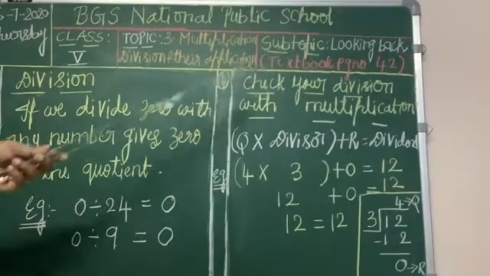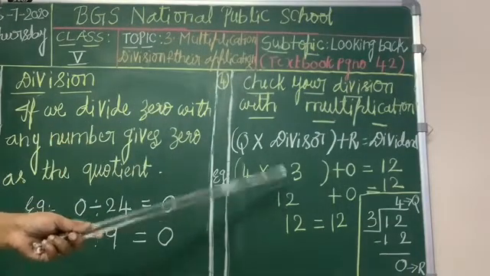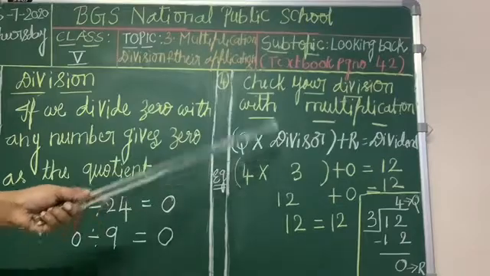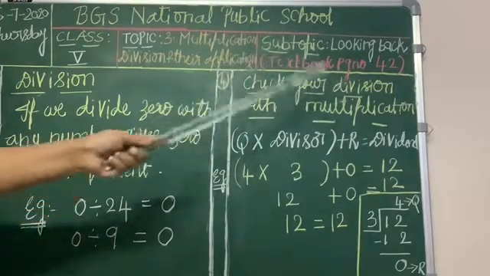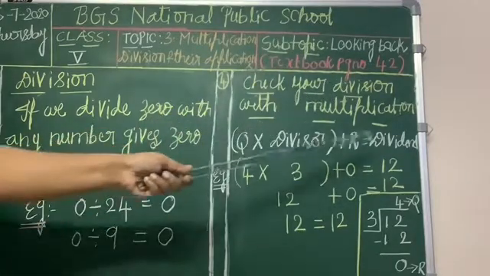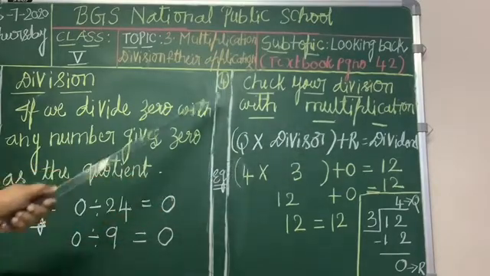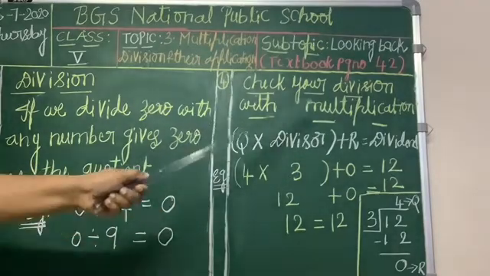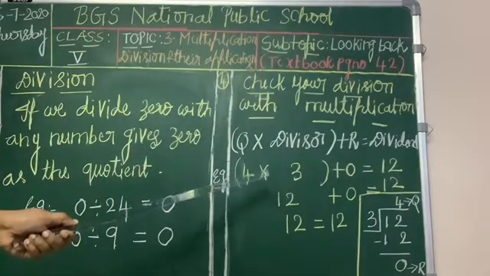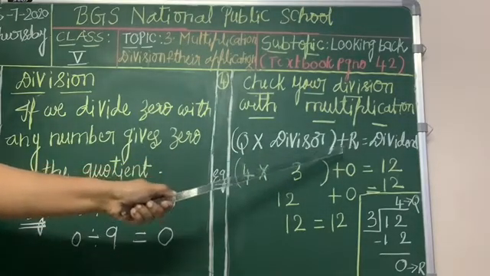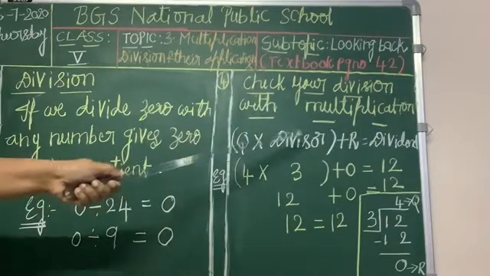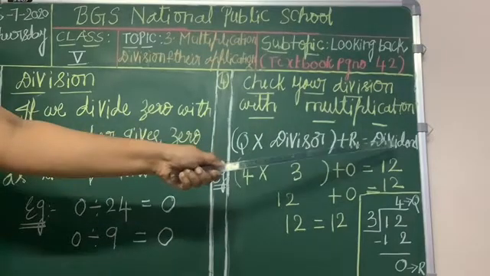Yes, children. Now this is the fourth important point. It's not a property, it's an important point. How to check your division with the multiplication. Okay, now this is the formula, children. Quotient into divisor plus remainder. Here I put the bracket. Bracket means what is there in the bracket, first that you have to solve, then you have to add with the remainder. Okay, quotient into divisor plus remainder equals to dividend.